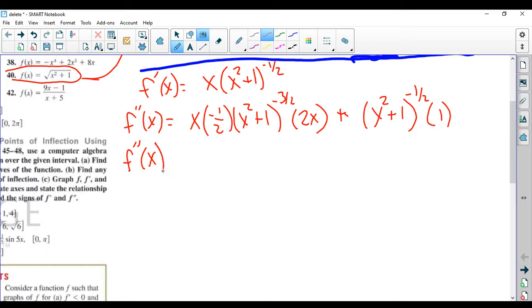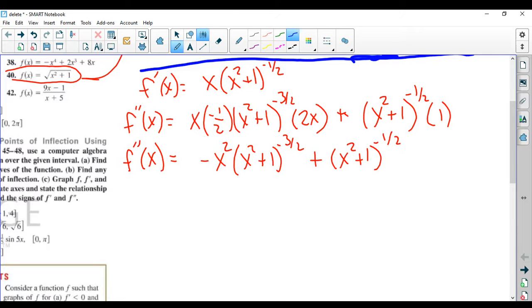If you remember, what we're going to do is clean up and then factor. So this first term cleans up pretty nicely, like this. Negative 1/2 times 2 is negative 1, and x times x is x squared. Second term also cleans up very nicely. And now we're ready to factor. We look for the common factor and use the lower of the two exponents. Since negative 3/2 is less than negative 1/2, we're going to factor out an x squared plus 1 to the negative 3/2.